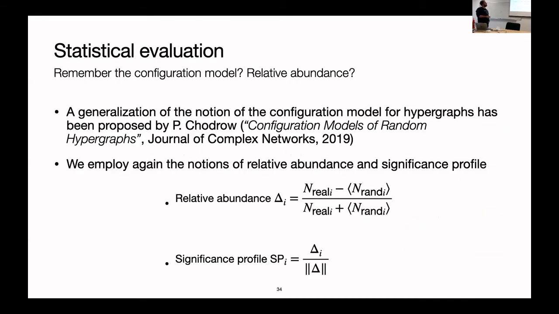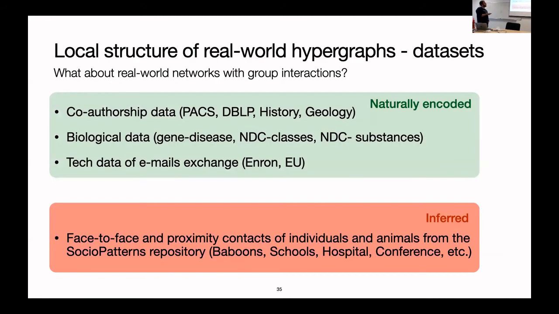So how do we evaluate the statistical significance of motifs after having counted them? We actually use the configuration model for hypergraphs, in the same way Miller and colleagues use the configuration model on standard networks. It was proposed a couple of years ago by Phil Chodrow for hypergraphs, so we are fine. And we employ again the notion of relative abundance as significance profiles that we have seen before.